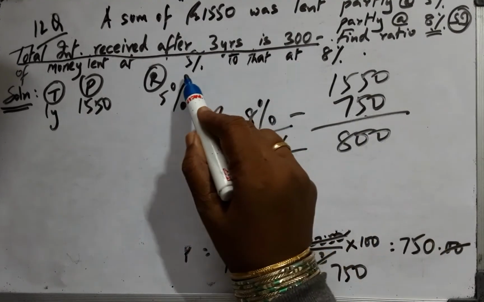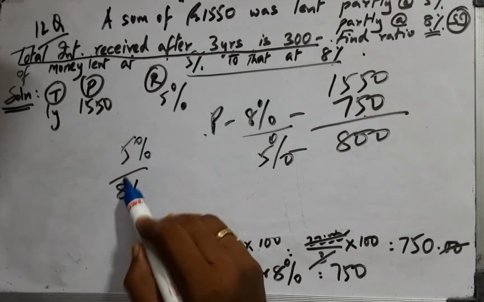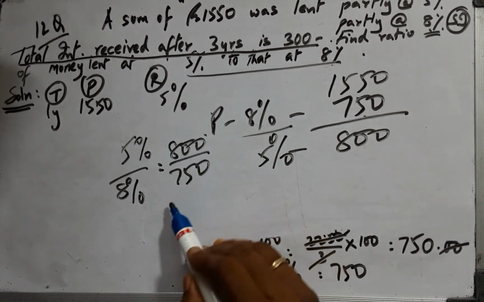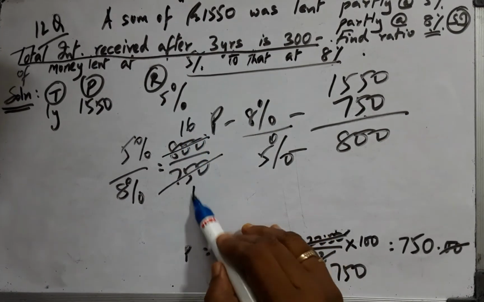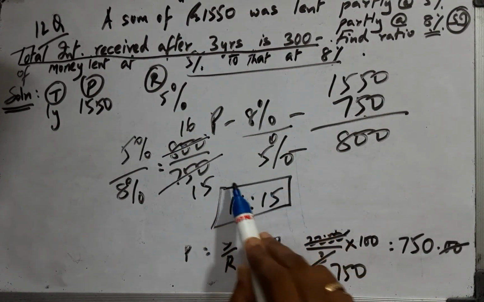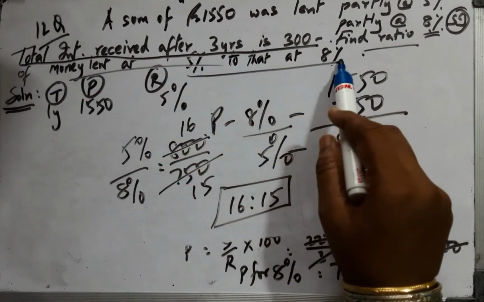Since we are asked the ratio of 5% to 8%, the ratio will give 800 by 750, which is nothing but 25 16s and 25 15s. So 16:15 is the ratio of the money lent at 5% to 8%.